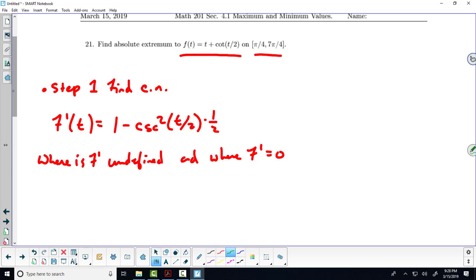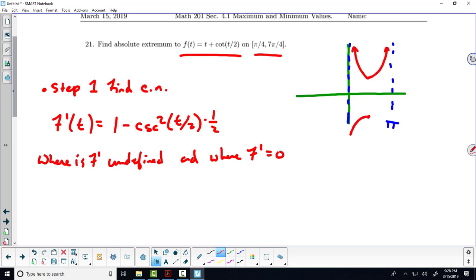Well, let's look at the graph real quick to make sure we can remember. So I remember that the cosecant function has asymptotes at your multiples of pi. And the graph of the cosecant function looks something like this. Remember, that's at -1, and that's at 1.